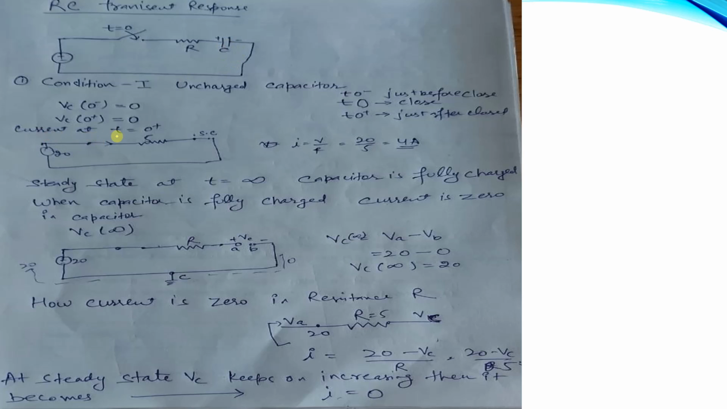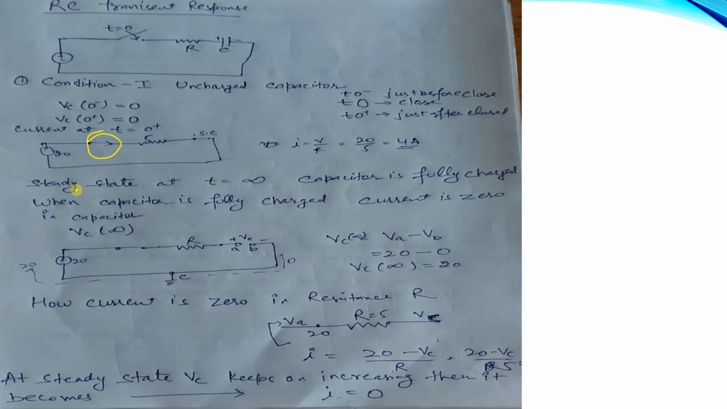So current at t is equals to 0 plus, means just after closing the circuit, will become this. When we closed the switch it will become this. We are connecting a complete circuit, and from here we find the value I is equals to V by R. We know the value of voltage and resistance, it is equals to 4 ampere. And this is the steady state condition when initially t is equals to 0.